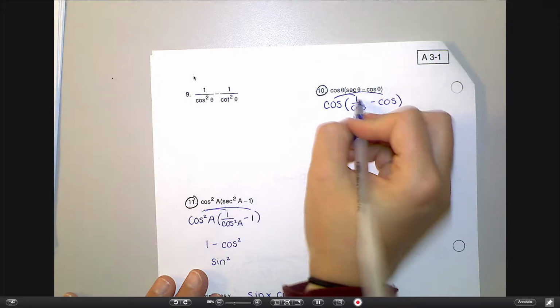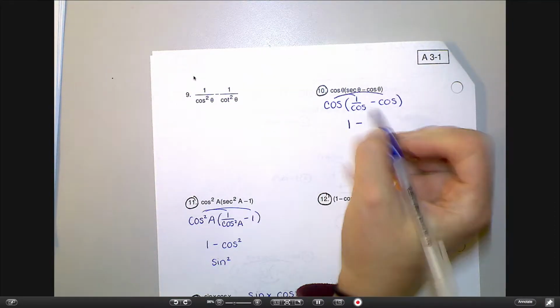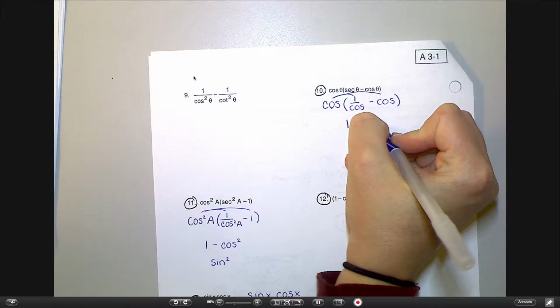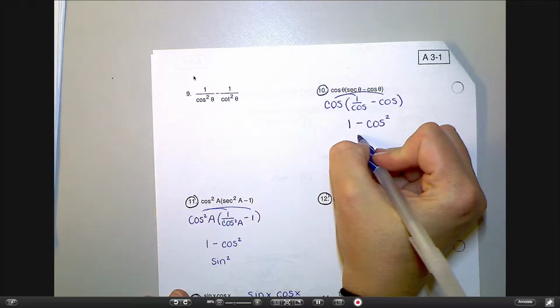What's cosine times 1 over cosine? Cosine over cosine, which is really 1. Good. Yeah, cosine times 1 over cosine is going to just become a 1. And then cosine times cosine gives me cosine squared. So 1 minus cosine squared is sine squared. Yep, and there's our friend again, right?